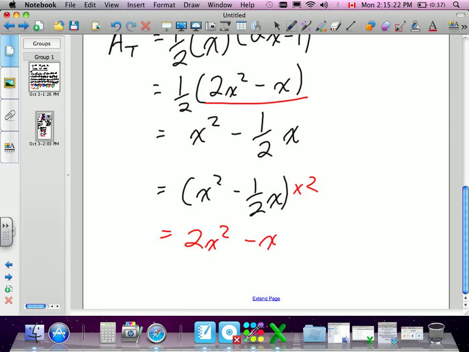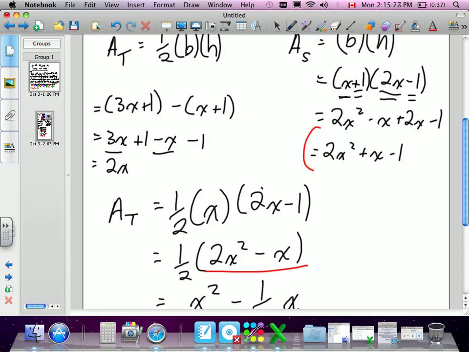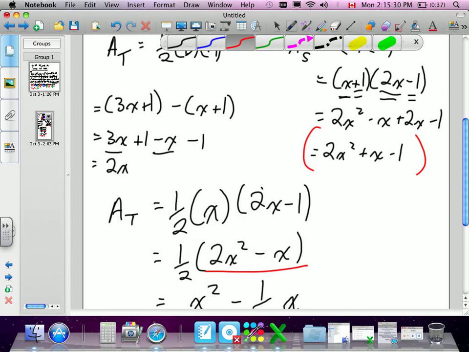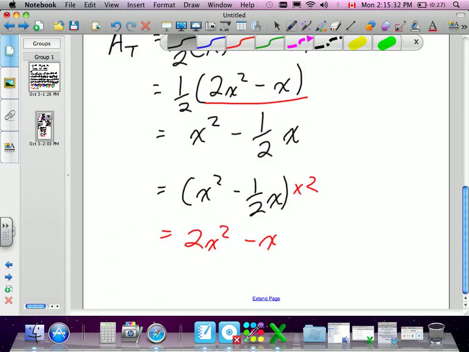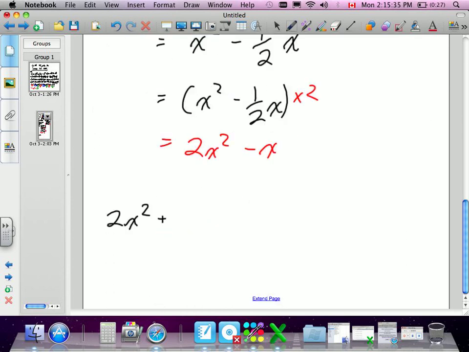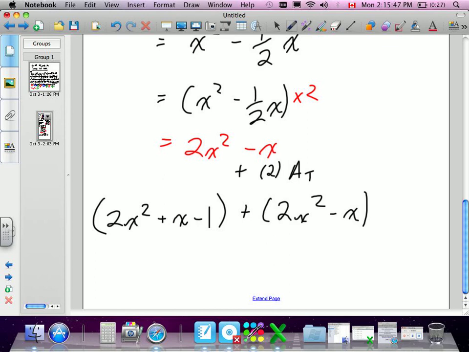Finally, the last part. They wanted the area of the entire shape? Yes. So I take this, 2x squared plus x minus 1, plus 2x squared minus x. That was the area of the triangles, the 2 triangles, plus the area of the circle. Got us our total area. Sorry, square. I've said that several times for circle, eh?